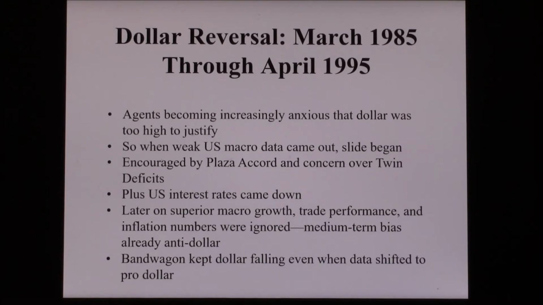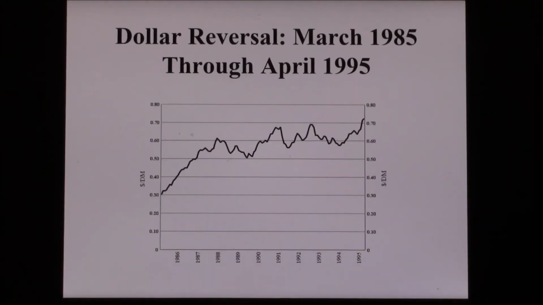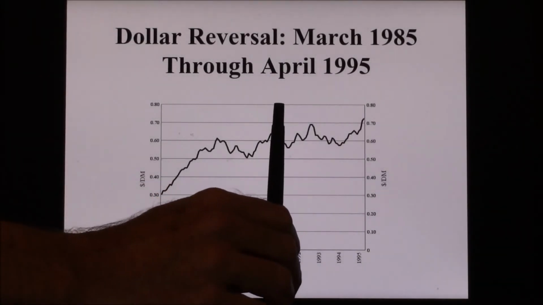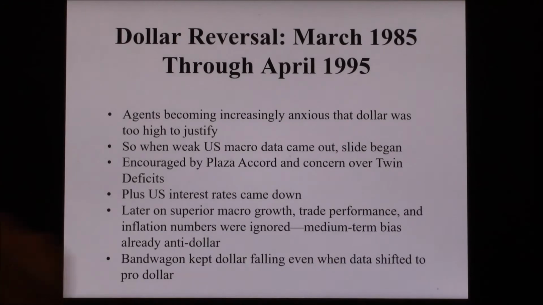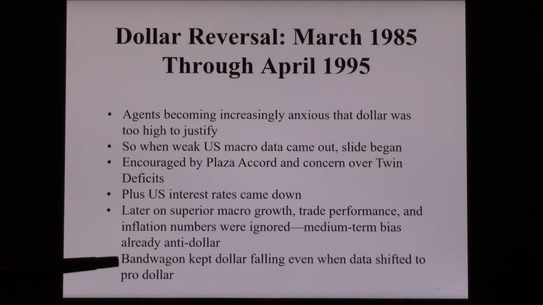It hurts our exports if the dollar's really strong. So the U.S. agreed that's probably right. And so those two things combined to start driving the dollar down. Plus those massively high interest rates came down. Now later on, and notice here, this includes what was at that point the longest peacetime expansion in U.S. economic history through the 90s. And so what it's saying here is, later on, superior macro growth, trade performance, and inflation numbers were ignored because of the already anti-dollar medium-term bias. And the dollar kept on falling even when the data shifted to very pro-dollar.